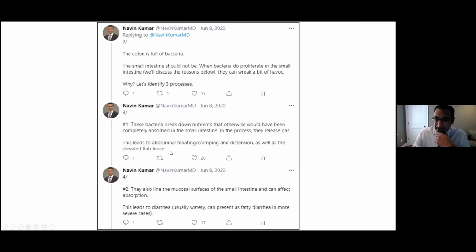And then you can also add some comedy. I think I mentioned the dreaded flatulence. Okay, so there's the third tweet in the line of the tweetorial, and then that leads to my next tweet, which is these bacteria in the small intestine, they actually line the mucosa. If you line the mucosa, you can't absorb as well. That leads to diarrhea. So you can see, you follow this logical fashion.